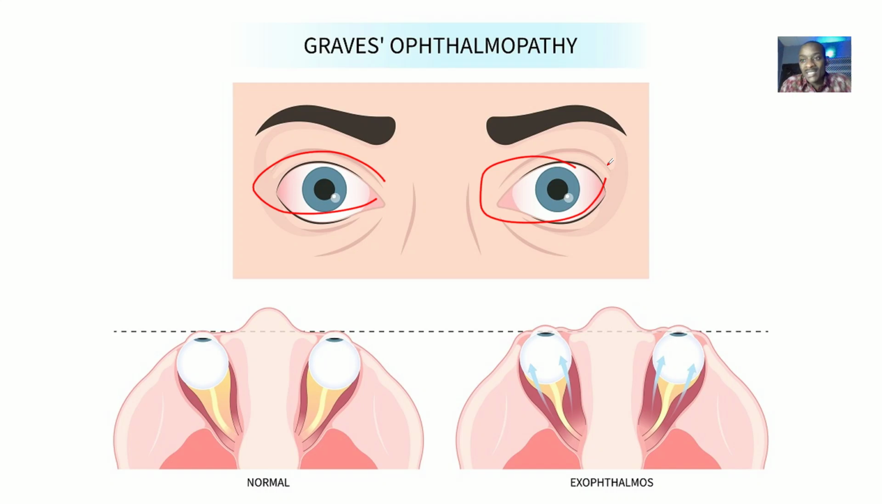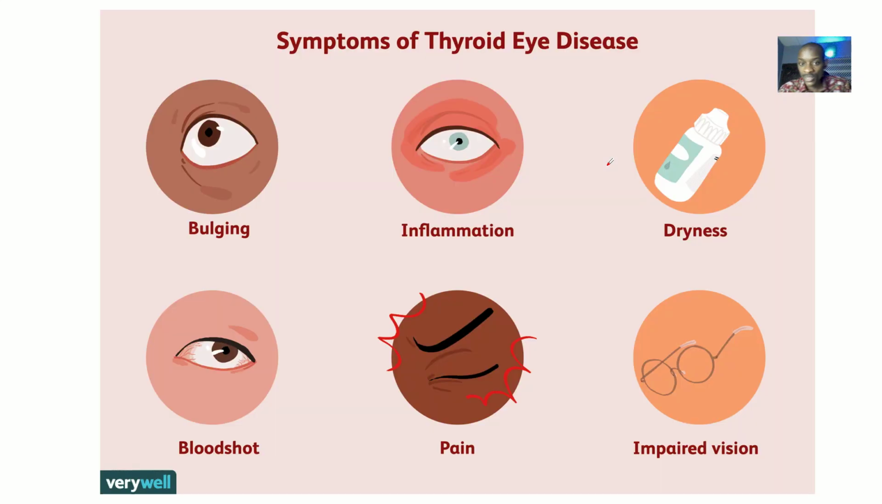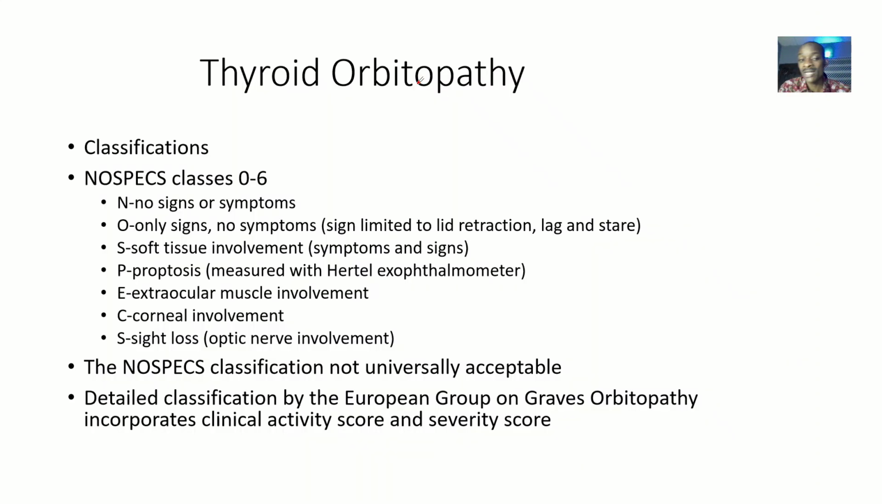So you can actually classify this disease condition under a criteria known as NOSPECS. Okay, so that's what we'll just be looking at. This is another picture, or you could say this is thyroid disease, thyroid eye disease. It's any disease condition of the eye that is caused by what? Thyroid. Okay, so let's look at the classification before we remind ourselves about the types of thyroid orbitopathies.